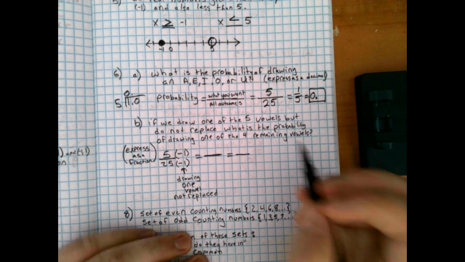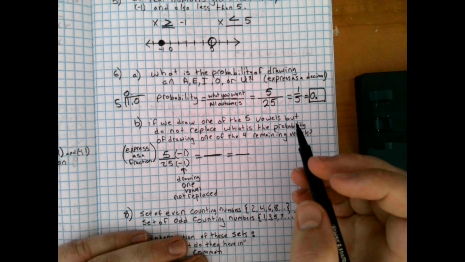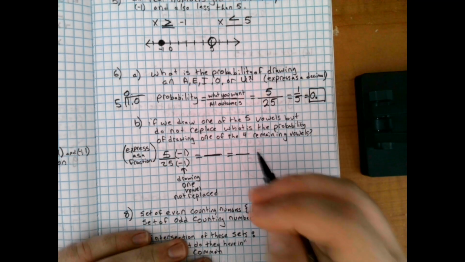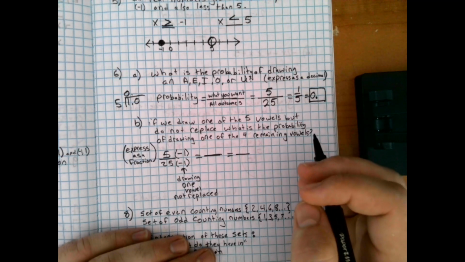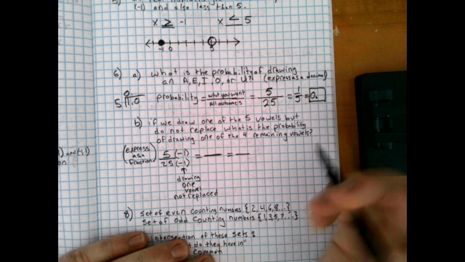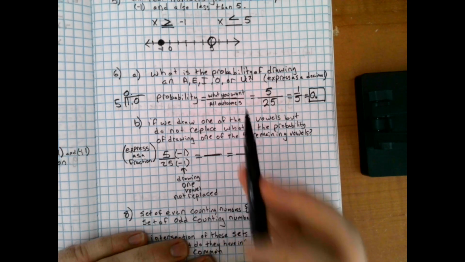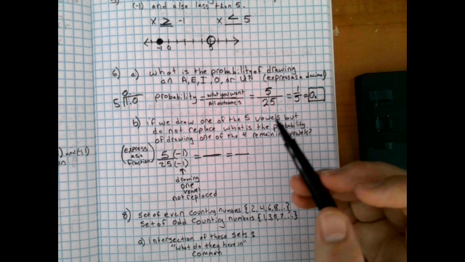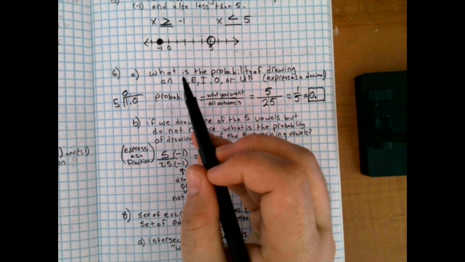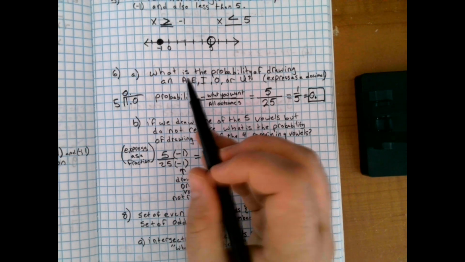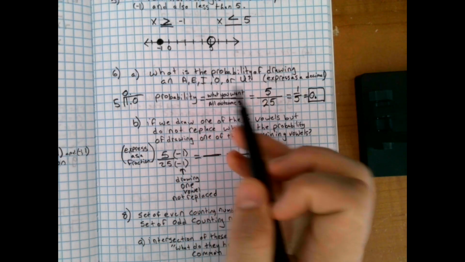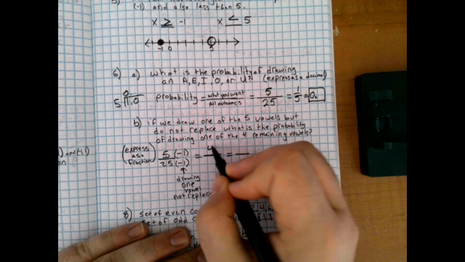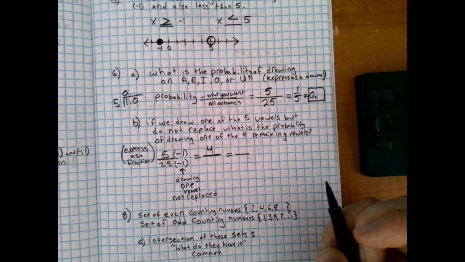B says if we draw one of the 5 vowel cards but do not replace, what is the probability of drawing one of the 4 remaining vowels in the deck in the next draw? So, we found that finding one vowel was 5 out of 25. We're saying we did that. We took one out. Let's say we took out the A. What's the probability, now that we've taken out the A, of an E, an I, an O, or a U? Well, there are 4 options that we want left, right? And you might say, oh, well, that's easy. It's going to be 4/25.